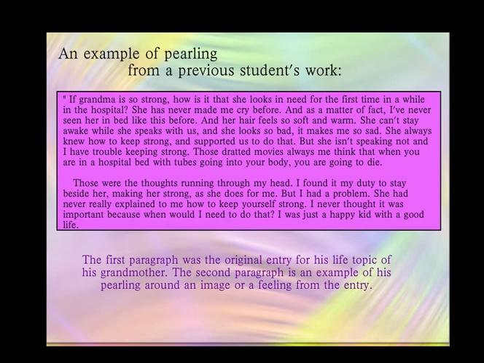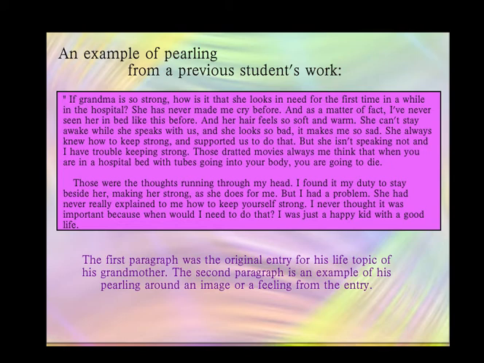I sent him back in and asked him to try and write small, to try and go below the surface of the facts. So the second paragraph is an example of how he pearled or layered the first paragraph. He says, those were the thoughts that were running through my head. I found it my duty to stay beside her, making her strong as she does for me. But I had a problem. She'd never really explained to me how to keep yourself strong. I never thought it was important because when would I need to do that?